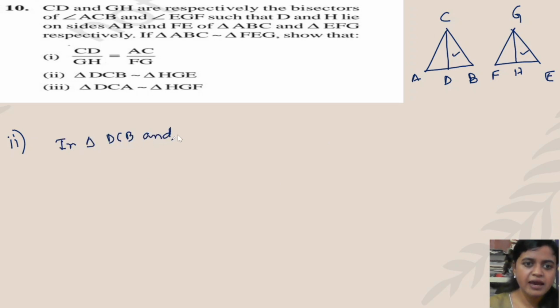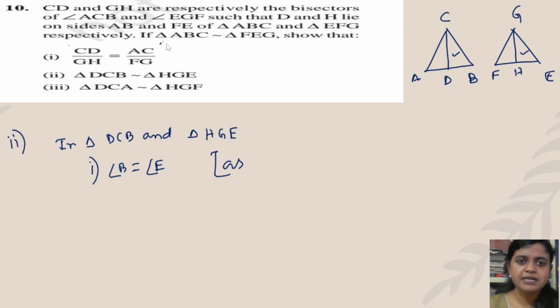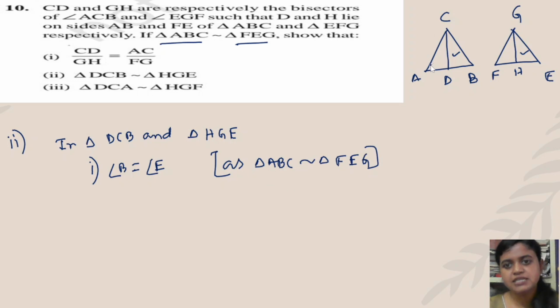So in triangle DCB and triangle HGE, the first condition is that angle B equals angle E, because as it is given, triangle ABC is similar to triangle FEG. Okay, and since they are similar, you can say all the angles are equal: angle A equals angle F, this whole angle equals this one, and this one equals also this one. So from this case you can write angle B equals angle E.